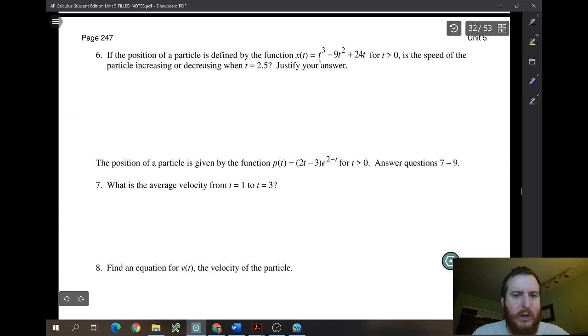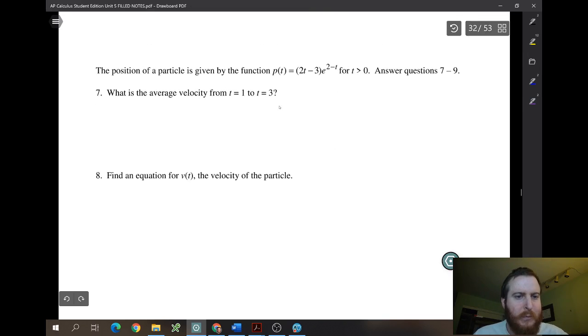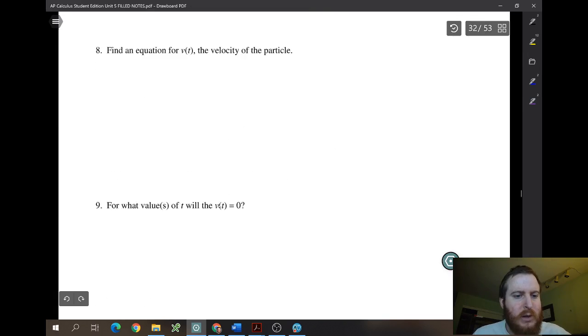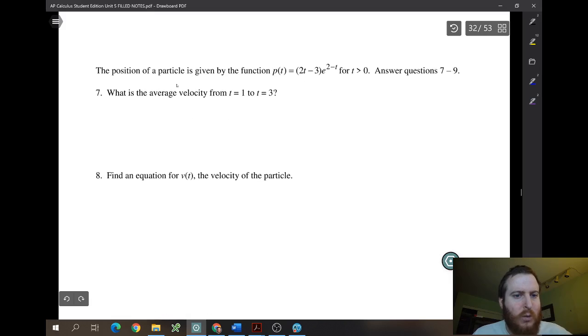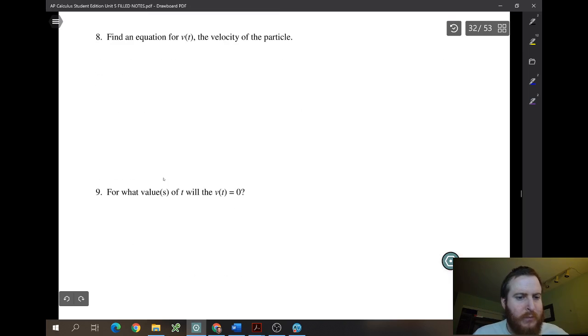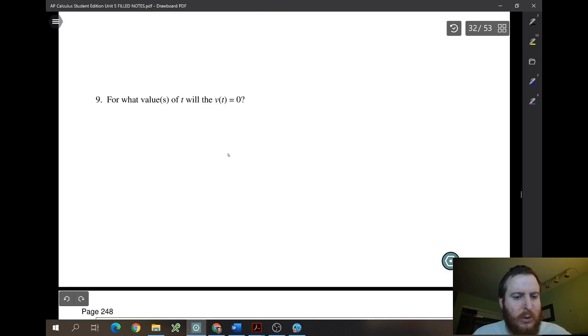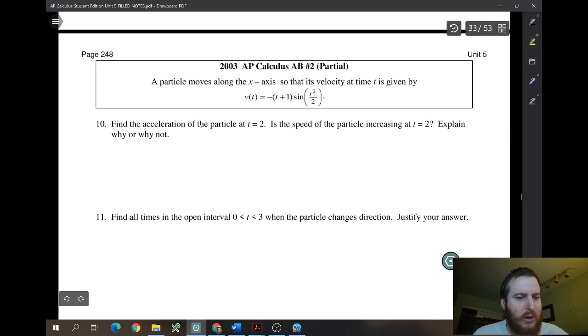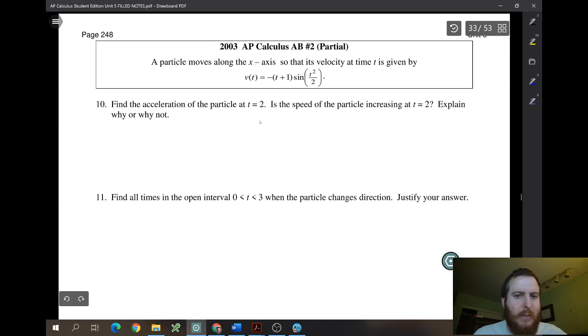Okay. Here, again, we start off with the position, and we want to know, is the speed increasing or decreasing? Now, they didn't ask us first to find the velocity and acceleration, but that's what you need to do. So you need to find the velocity at 2.5, the acceleration at 2.5, and see, is it the same sign or is it opposite signs? Then for 7, 8, and 9, we're talking about another position graph. What is the average velocity? So that average velocity formula. Then find the equation v of t for the particle, so take the derivative. And for what values will v of t equal 0? Set it to 0.